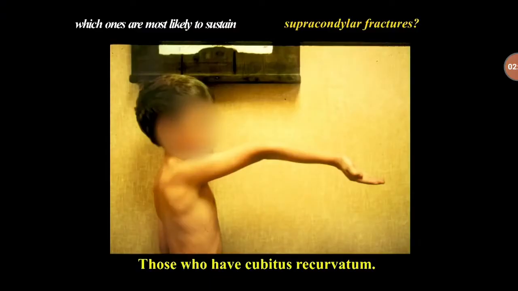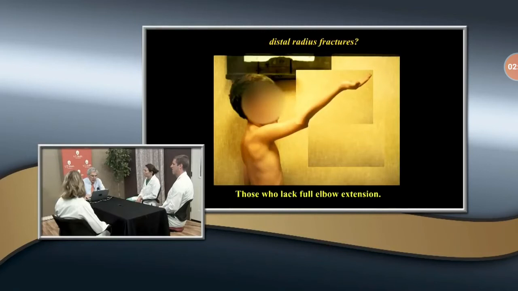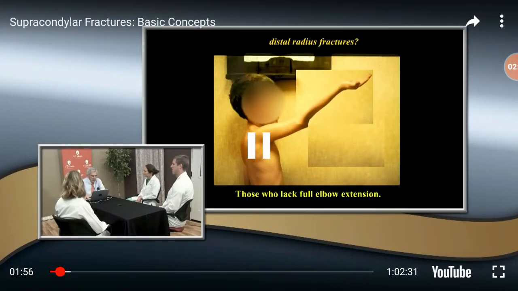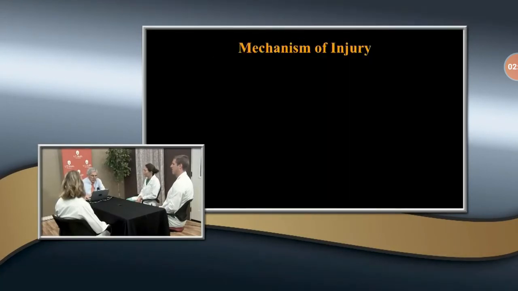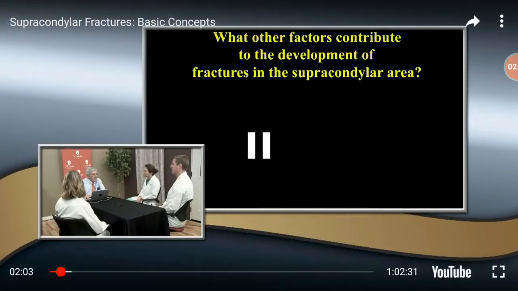Yeah, which ones are most likely? Kids like this. This is a boy who had a supracondylar fracture on the other side, and you see, this is typical at 7 or 8 years of age. That's when they reach their maximum ligamentous laxity, and so that's when it occurs. So if a child falls on their upper extremity, which ones are more likely to get distal radius fractures? Ones that aren't as ligamentously lax. That's right. Those who lack full elbow extension. So, the mechanism of injury is what? Usually a hyperextension. Yeah, right.